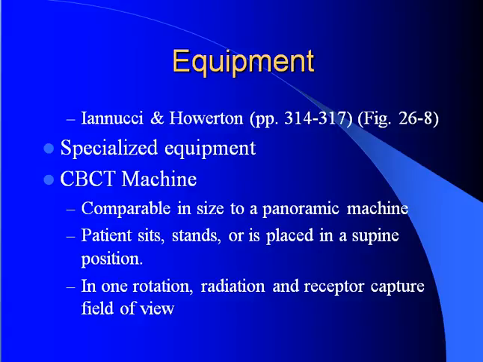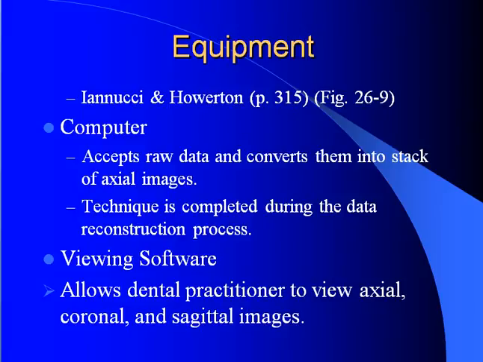The machine is comparable in size to a panoramic machine, and the patient sits, stands, or is placed in a supine position. In one rotation, radiation and receptor capture occurs in the field of view. A computer and viewing software are also required to allow the dental practitioner to view the axial, coronal, and sagittal images.